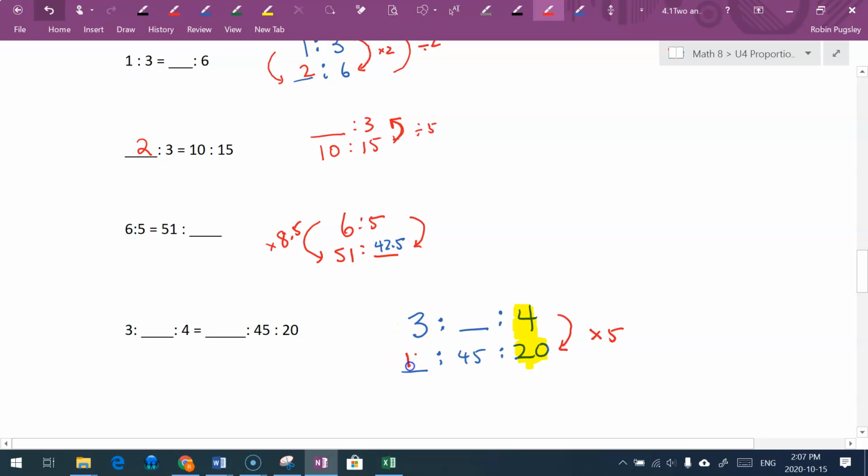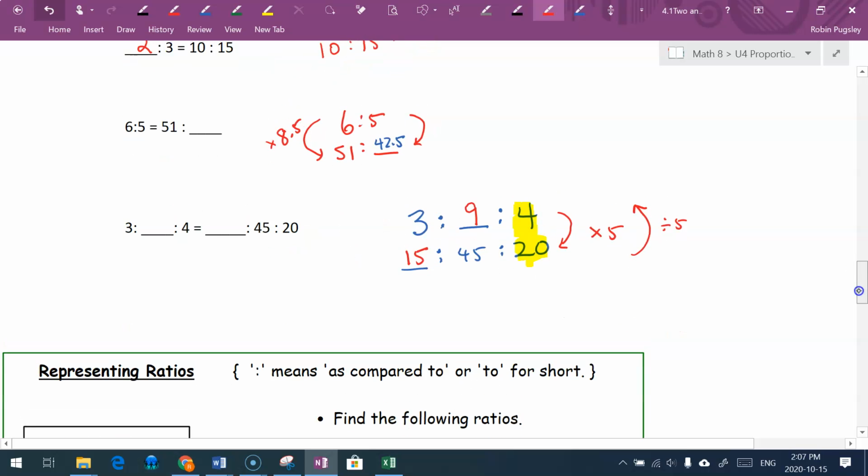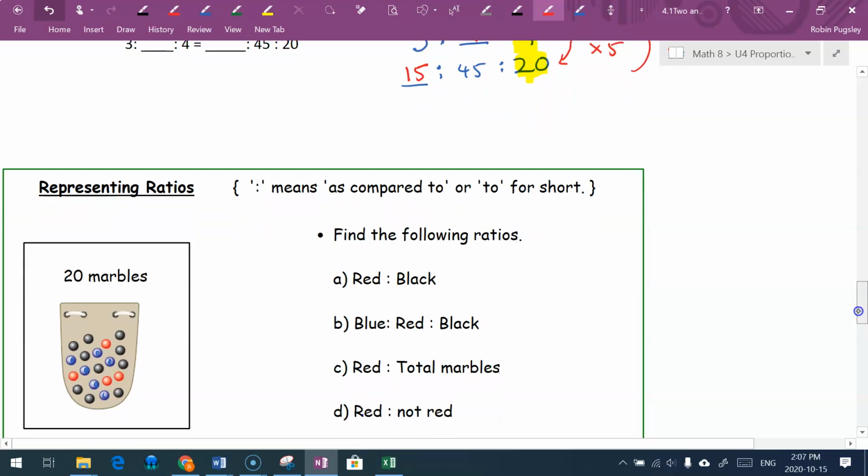So 3 times 5 is 15. Oh, if I'm going this direction, I divide by 5. Oh, so 45 divided by 5 is 9. You can find those missing pieces by lining them up. So I know 3 to 9 to 4 is an equivalent ratio to 15 to 45 to 20. So that is finding equivalent ratios.